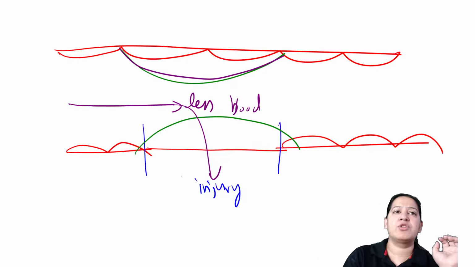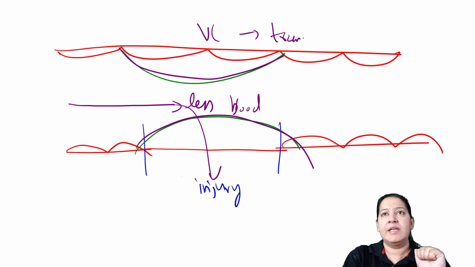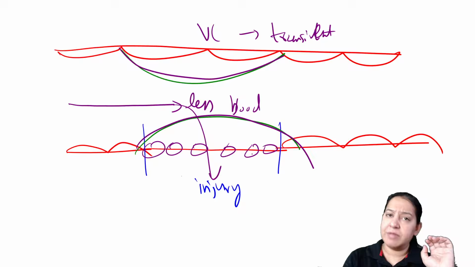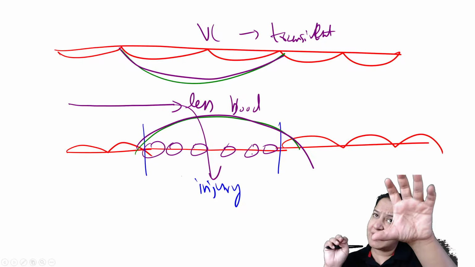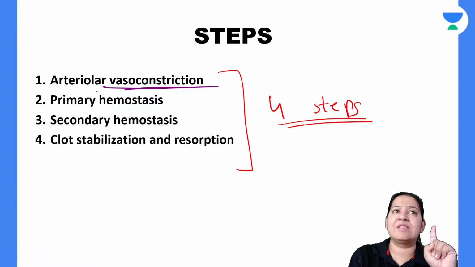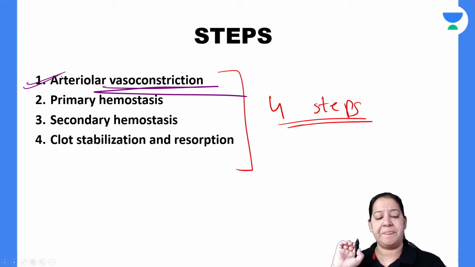But this focal vasoconstriction is transient. It is only for a few seconds, until you start to seal it. Until you start sealing, the blood vessel remains vasoconstricted, but it is transient. Have you got it? So the first step is vasoconstriction. Give me a thumbs up. So what is the first step? The first step is vasoconstriction.